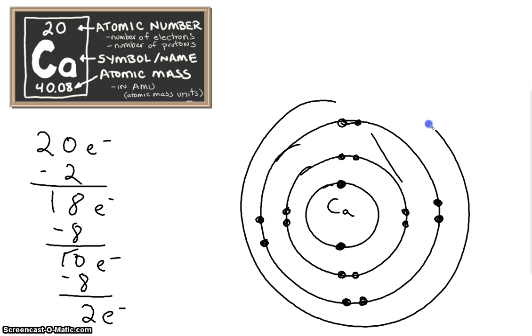So let's put the fourth energy level. And how many are going to go there? Well, I'm going to change the color on these because these are going to be our valence electrons. So we have 1 and 2. So we have 2 valence electrons for calcium. And there's the Bohr model of that.